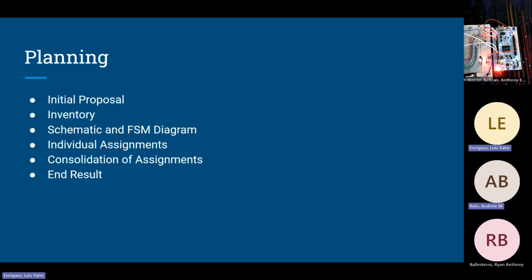For the planning of this project, we had our initial proposal where we made our initial FSM diagram and how we were going to build everything. We got an inventory of all the parts we'd have to order, all the sensors and everything. Then we made a more official schematic and FSM diagram with our individual assignments, what each of us was going to do. Then we consolidated our assignments and combined everything for our end results.